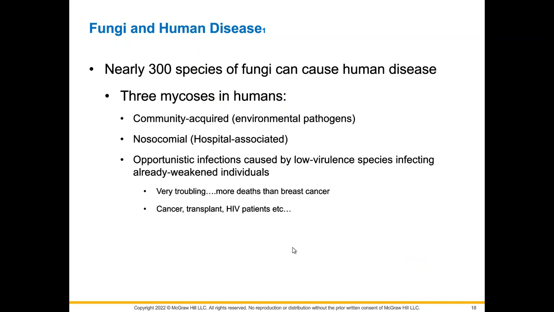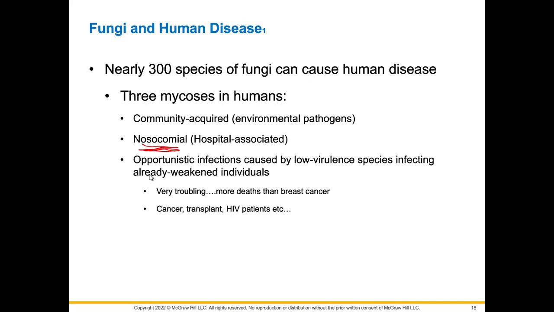So there are nearly 300 species of fungi that can cause human disease, and they are acquired in one of three ways. We can have community-acquired mycoses. This is where they are contracted from the environment. Number two, nosocomial. That's an important word. Nosocomial means it's an infection that was caused by entering a hospital. It's associated with a hospital. You went to the hospital and you came out with a bug that you didn't walk in with.